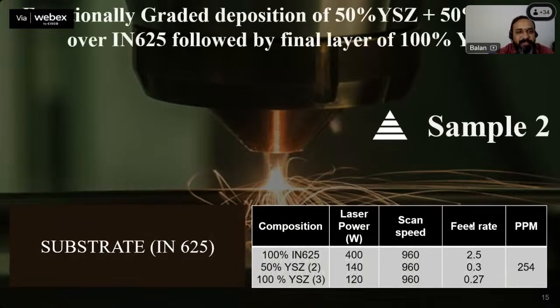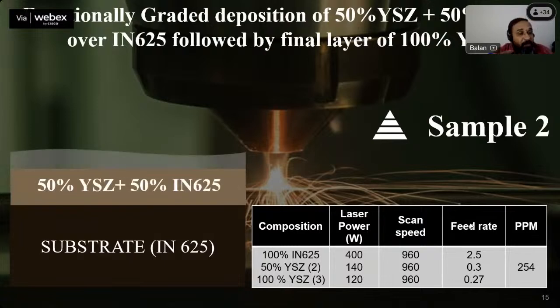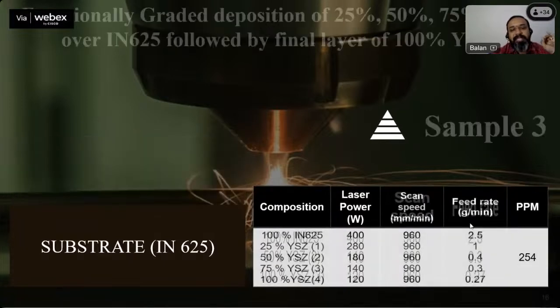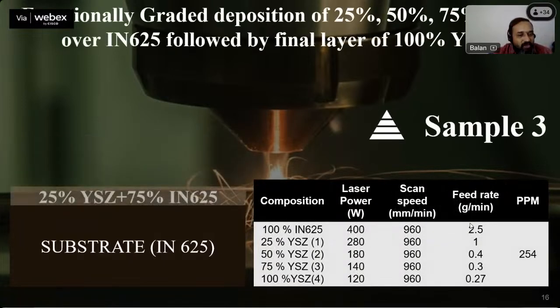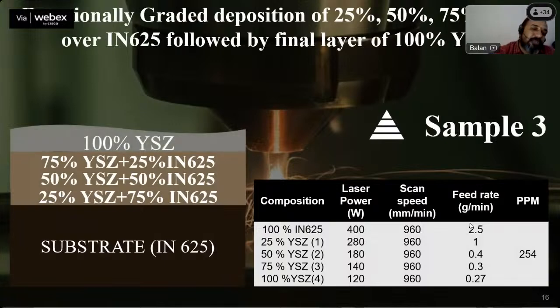Next, same substrate, I made YSZ on the top. How am I making it? You can see 50% YSZ and 50% Inconel, and on that layer I am making 100% YSZ. So this is called FGM. I am not directly putting YSZ on the top; I am making the second layer with 50-50, and on top of that I am putting YSZ. This is called FGM, functionally graded material. In every layer, I am changing the percentage of YSZ and Inconel. This is sample number 2. Next, we will see sample number 3. First the substrate, then 25% YSZ and 75% Inconel, 50-50, 75-25 and 100% YSZ. So if you do it like that, you can completely remove the bond coat.